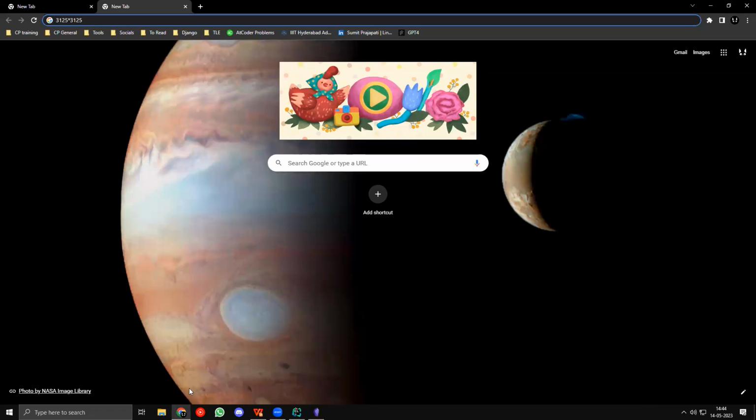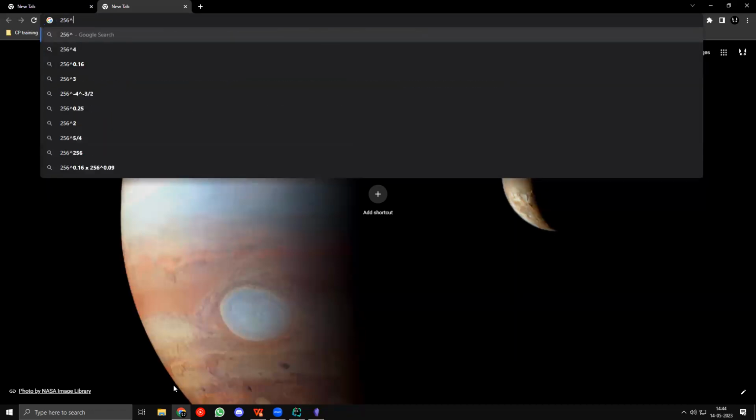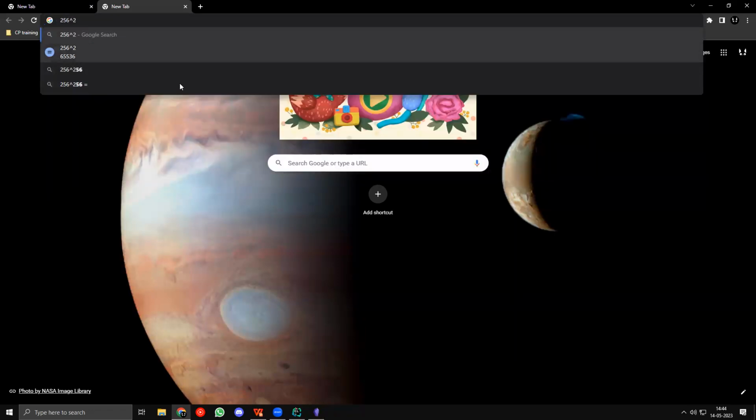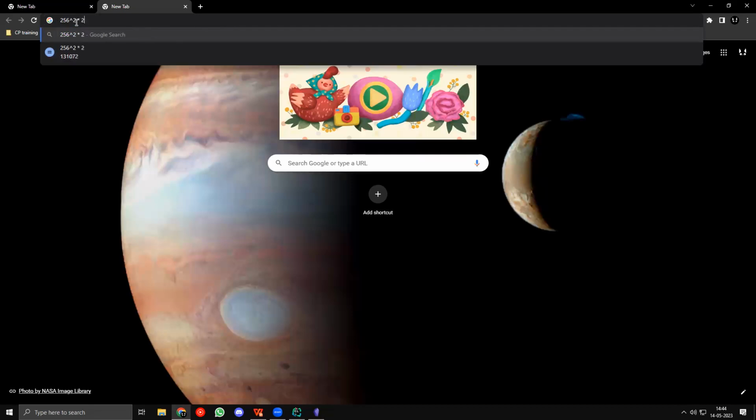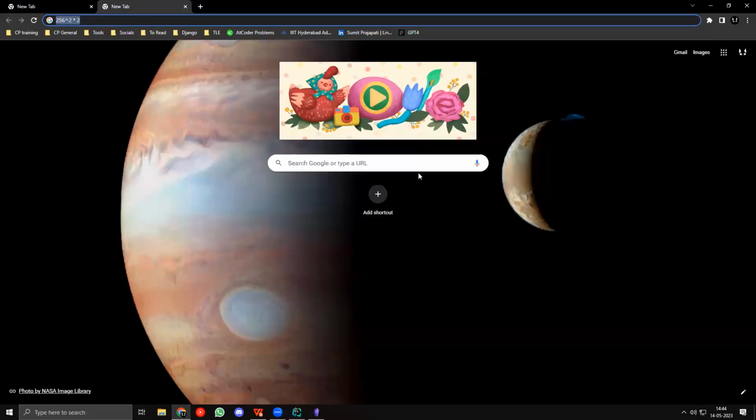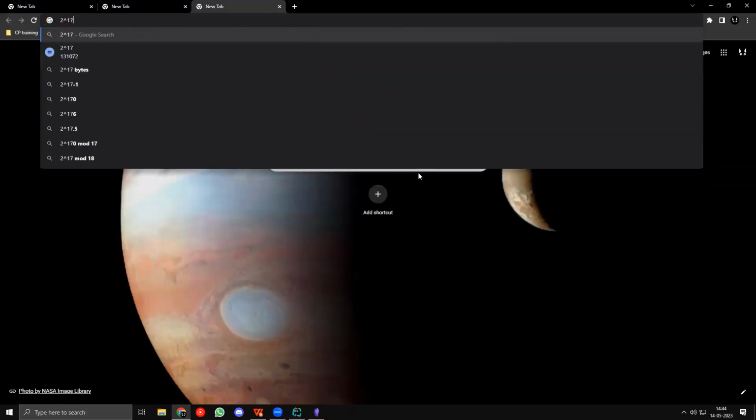So what's 256 squared? Let's see. That's 65536. I'm not going to write it down. And we'll multiply it by 2, we'll get 131072. Right, so we'll get 131072. Now let's calculate what 2 to the power of 17 is. There you go. It's 131072.